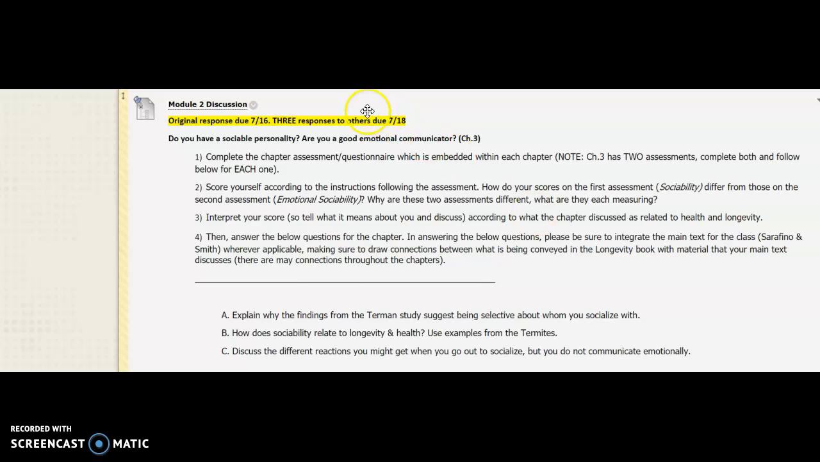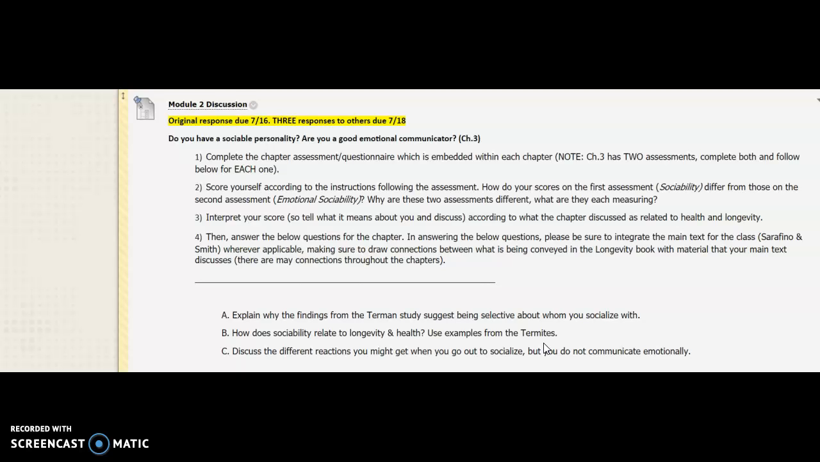So when you score yourself, this is what you're talking about, right? So the first part of your discussion post is talking about what you got on the scale, what you think about that, what does it mean about you. And then the second part of your discussion post is answering these questions about the chapter. So why did the findings from the Terman study suggest that being selective about who you socialize with is important? Why is that important to be selective in who you socialize with? And how does sociability relate to longevity and health? I don't want you to just give me a one-statement answer. I want you to explain, right?